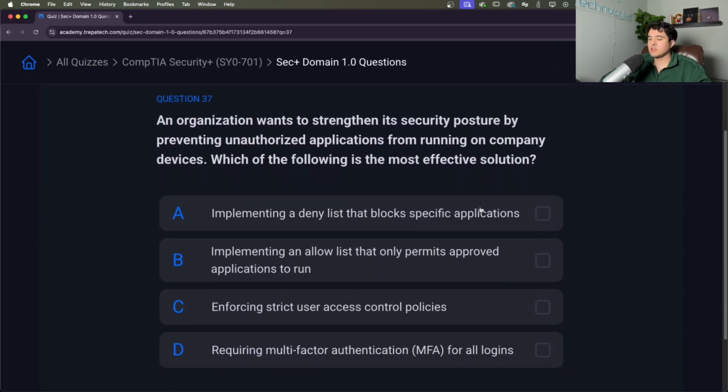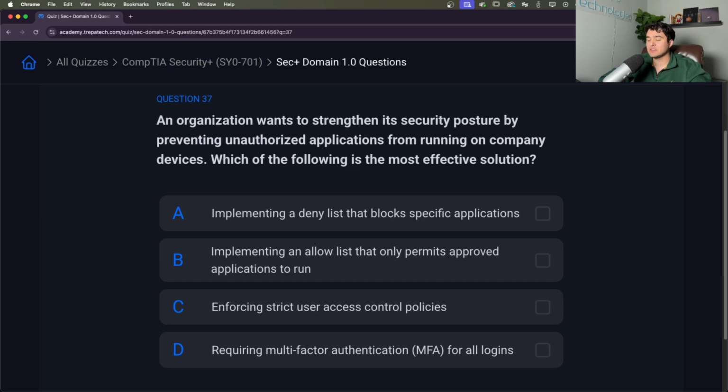Question 37. An organization wants to strengthen its security posture by preventing unauthorized applications from running on company devices. Which of the following is the most effective solution? So to increase our defense in depth, we don't want applications installed without prior approval. Sounds like a whitelist to me. This could also be enforcing strict access control, right? We're really, not really access control, just strict download policies. So whitelist is also an allow list.